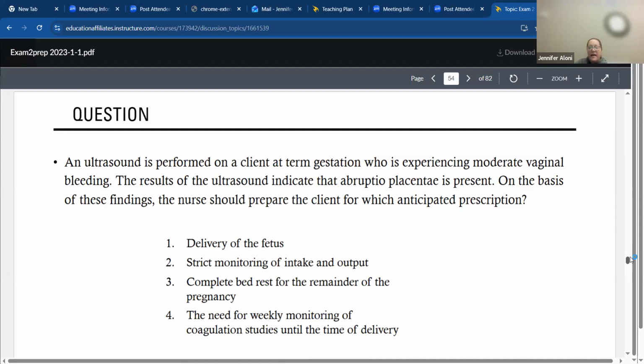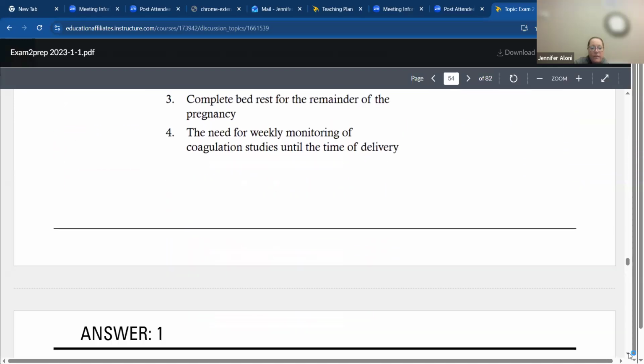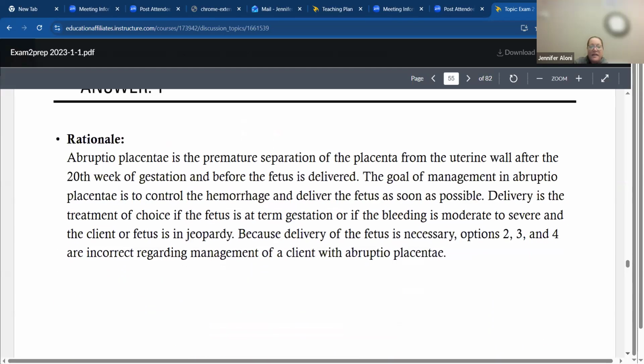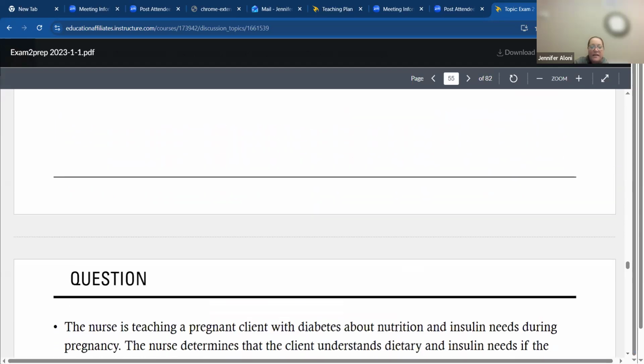The placenta has abrupted. What are we going to do? 1, 2, 3, or 4? 1. Oh, you want... anybody else? Yeah. Answer is 1. Why? It's an emergency. We got to get the baby out. The placenta has abrupted. So make sure that that is done.